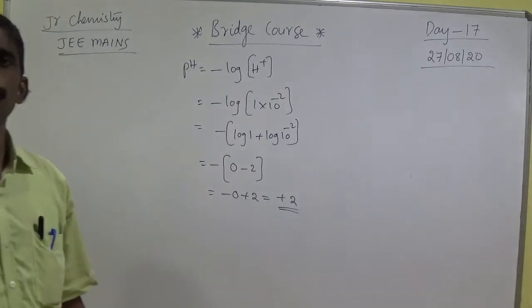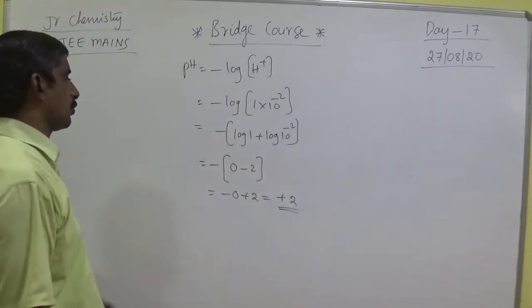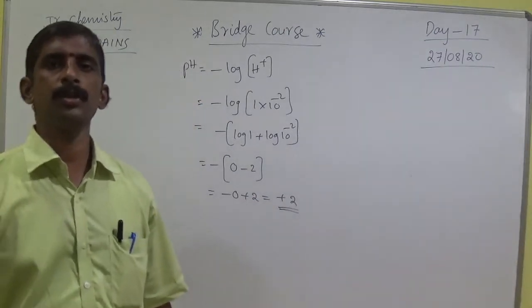Okay. So 0.05 molar H2SO4 solution pH value how much? Plus 2. So that is the H2SO4 solution pH value.